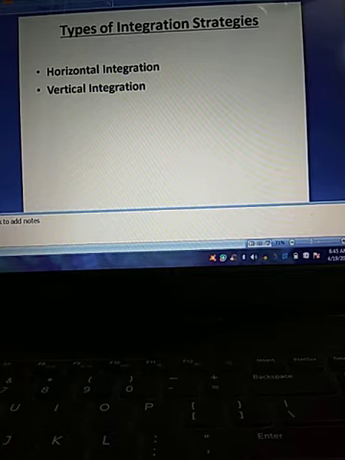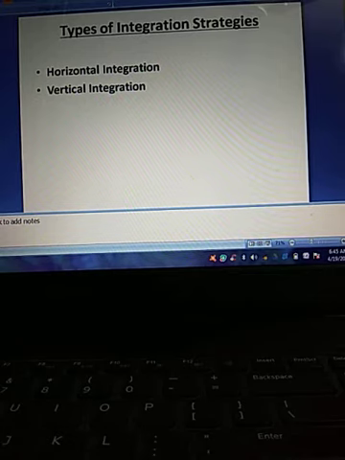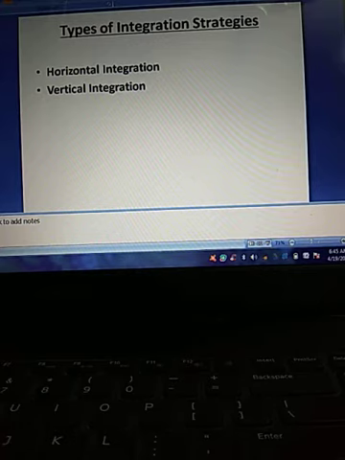If an automobile manufacturing company combines with one more automobile manufacturing company, what do you call that? Horizontal integration. So let us see here.